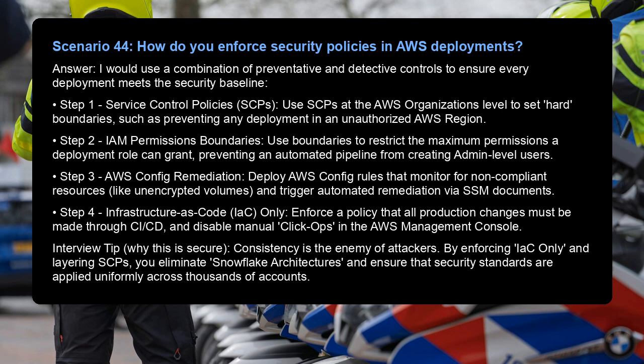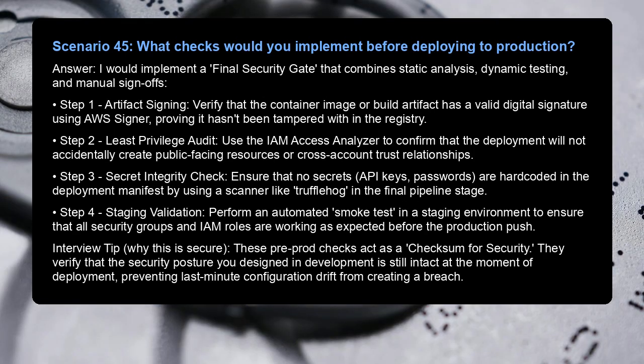Step 4. Infrastructure as Code, IaC. Enforce a policy that all production changes must be made through CI/CD, and disable manual ClickOps in the AWS Management Console. Interview tip: why this is secure. Consistency is the enemy of attackers. By enforcing IaC only and layering SCPs, you eliminate snowflake architectures and ensure that security standards are applied uniformly across thousands of accounts. Scenario 45.